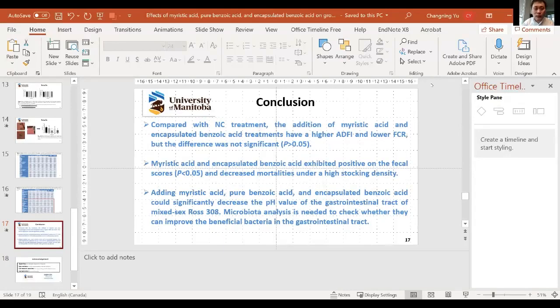So next is our conclusion. Compared to the NC treatment, the addition of myristic acid and benzoic acid treatment can have a higher ADFI and lower feed conversion, but the difference was not significant. Myristic acid and encapsulated benzoic acid showed positive effects on fecal scores and decreased the mortality under high stocking density. The third is adding myristic acid, pure benzoic acid, and encapsulated benzoic acid could significantly decrease the pH value of the gastrointestinal tract of mixed-sex broilers through day 8. Microbiota analysis is needed to check whether they can improve the beneficial bacteria in the gastrointestinal tract.